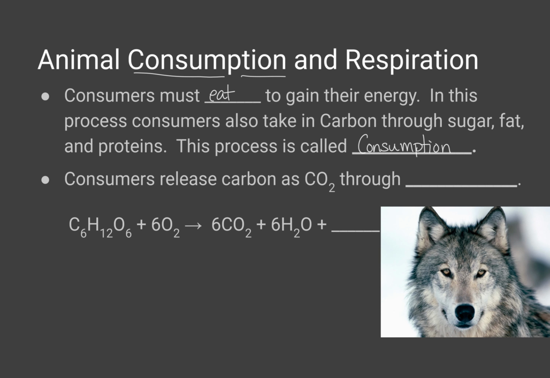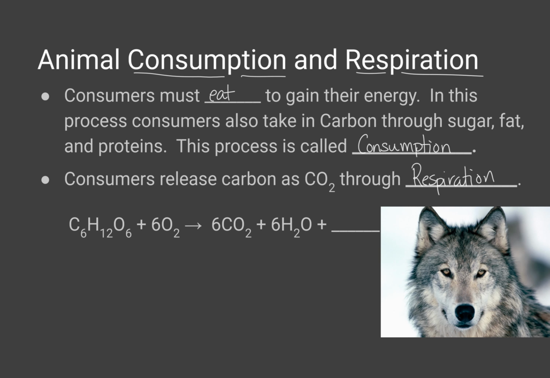So consumption is the first role that animals play, but animals also do cellular respiration. And in this process, all of our cells make carbon dioxide as a waste product. We then transport that carbon dioxide to our lungs, and we breathe that carbon dioxide out into the atmosphere. So consumers release carbon dioxide as CO2 through respiration. And again, you can think of respiration as breathing out, but really each cell does this. We just gather all of the carbon dioxide we make into our lungs to breathe it out.